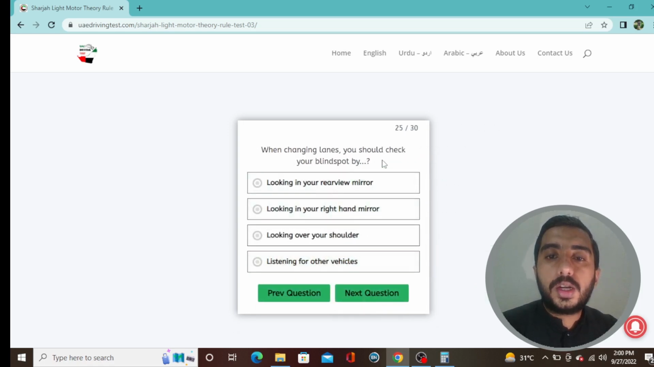Next question is, when changing lanes, you should check your blind spot. You need to check your blind spot by looking over your shoulder. Option C is the correct one.